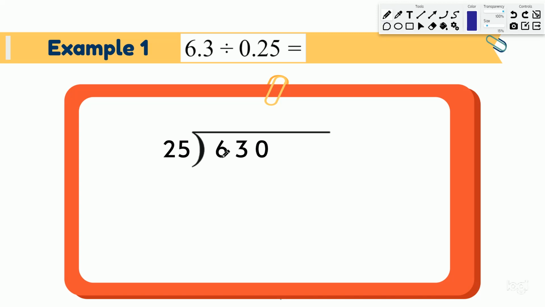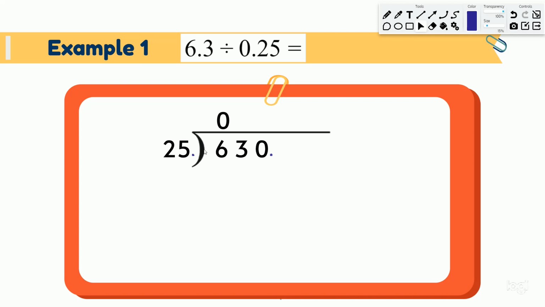So now I just have 630 divided by 25. The decimal point, again, would be right here and right here. So now I'm just going to solve this like a normal division problem. Does 25 go into 6? No, 25 is bigger than 6. Does 25 go into 63? And yes, it does. And I can just count by my 25s to figure that out.